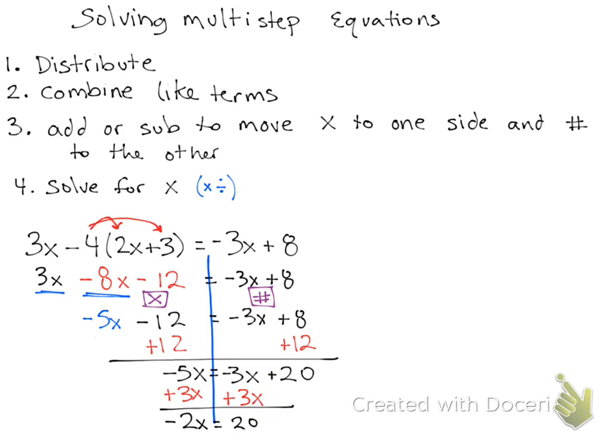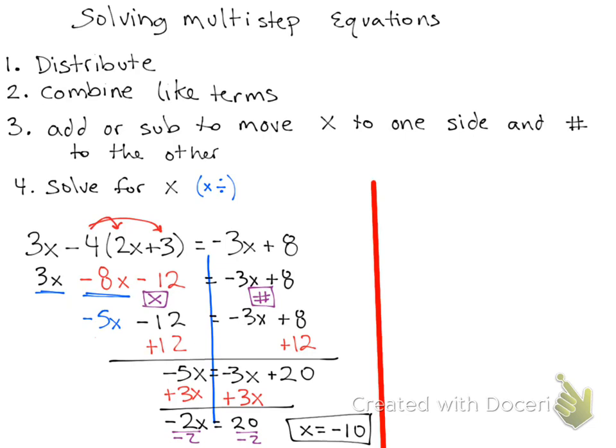So at this point, we're going to go through on step 4. Solve for x. So usually it's either multiply or divide. In this case, the opposite of multiplication, so you have negative 2 times x. The opposite of multiplication is division. So you divide both sides by negative 2. So you're going to have x equals negative 10.